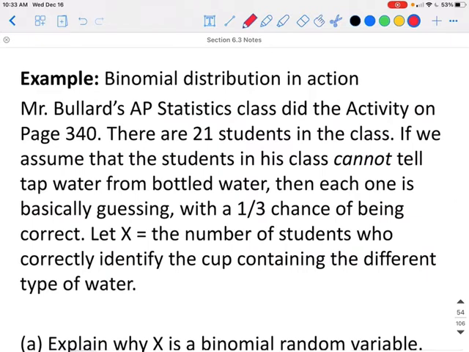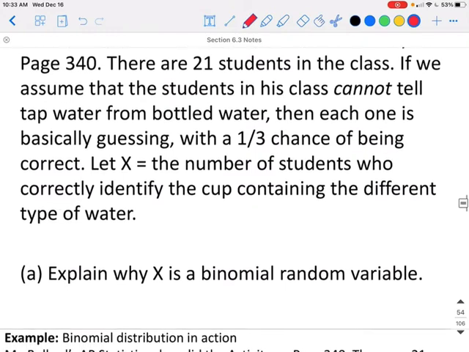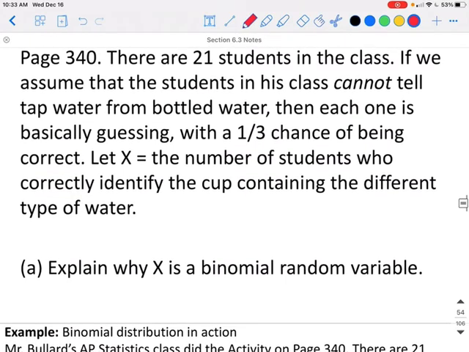So Mr. Bullard's AP Statistics class did the activity that was done previously. There were 21 students in the class. If we assume that the students in his class cannot tell the difference between tap water and bottled water, then each one is basically guessing. They have a 1 in 3 chance of guessing correctly. So let x equal the number of students who correctly identify the cup that contains the different type of water. Explain why x is a binomial random variable.